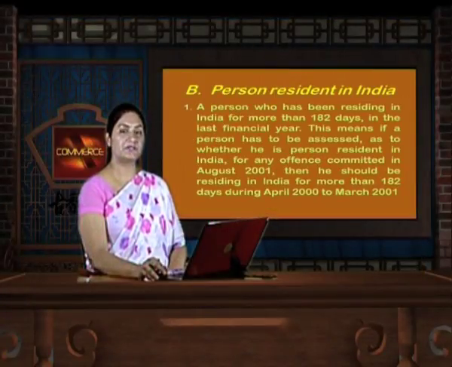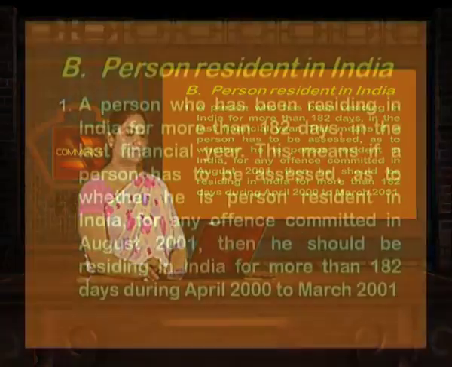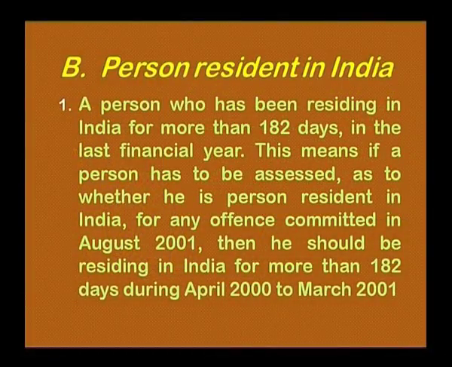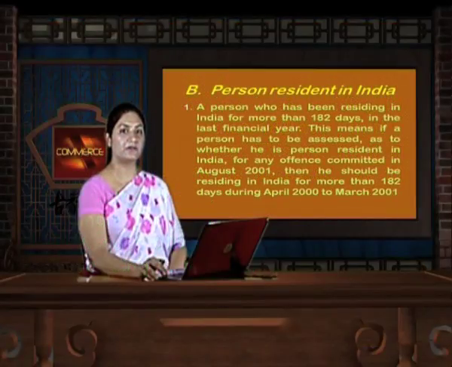Secondly, a person resident in India would include a person who has been residing in India for more than 182 days in the last financial year. This means if a person has to be assessed as to whether he is a person resident in India for any offence committed in August 2001, then he should have been residing in India for more than 182 days during April 2000 to March 2001. That is the financial year preceding the year in which the crime or the act was committed.